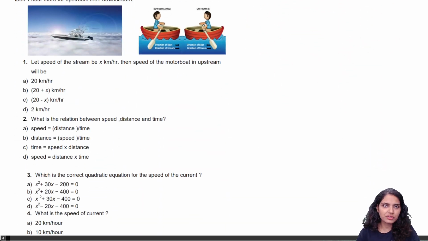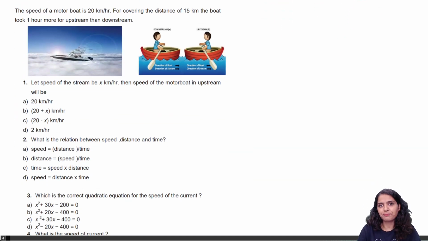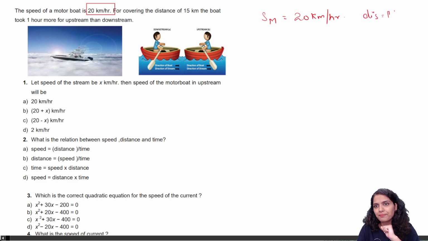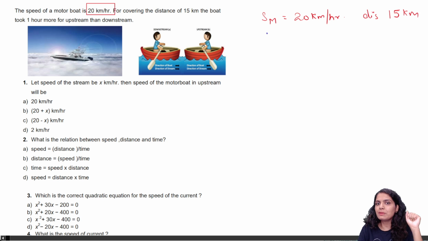Okay, another very important question, which is based on upstream and downstream. The speed of the motor boat is given to us as 20 km per hour, right? And for covering a distance, which is also given as 15 kilometers, the boat takes 1 hour more for the upstream than the downstream. So this is again the concept of upstream and downstream.